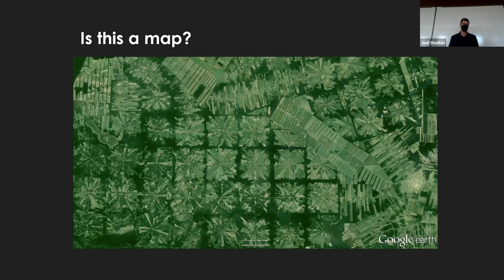What kind of information is on this image, we'll call it? So we kind of think, I mean, we see Google Earth, right? So we assume it's some satellite image. But do we know anything? What kind of information would be helpful on this?